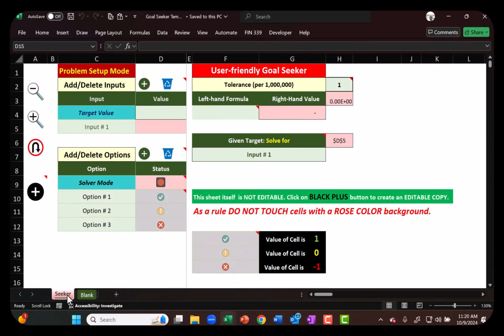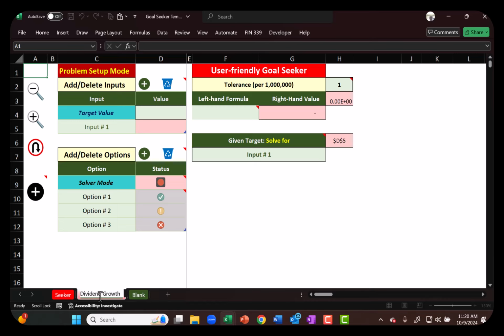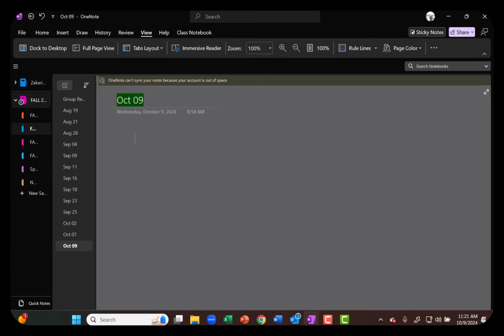Go to the seeker sheet. This is basically the blank version of everything. Nothing you can do here other than make a copy of itself, which is done using that black button. And I'm going to call this dividend growth model template. First, let's figure out what sort of inputs we're going to need.